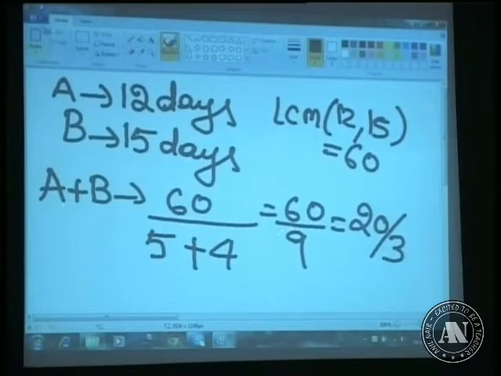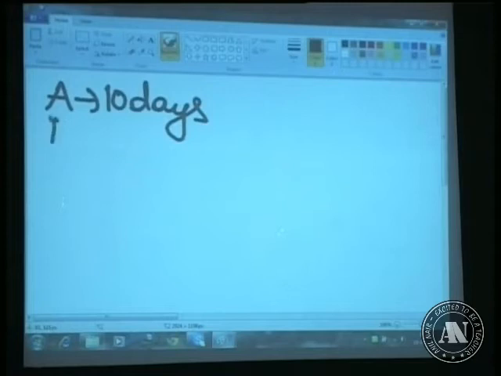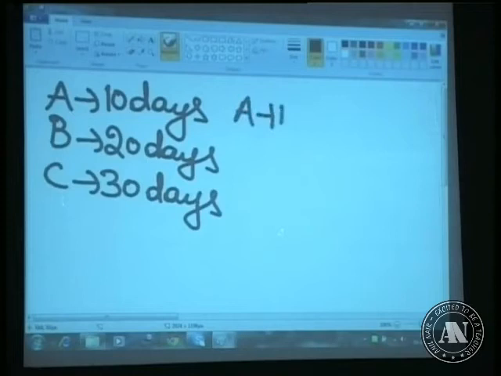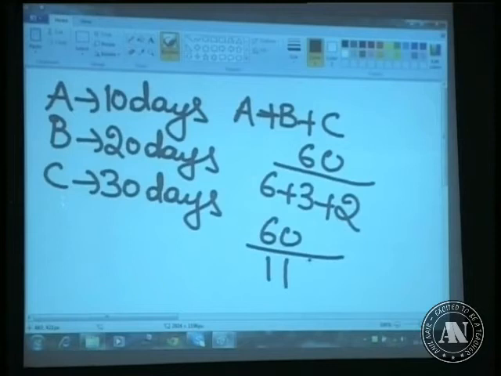First one, next. Another variation. A can complete a work in 10 days, B 20 days, C 30 days. A plus B plus C: 60 divided by 6 plus 3 plus 2, 60 by 11. Your answer is right, my question is wrong, just joking sir. 60 by 11.